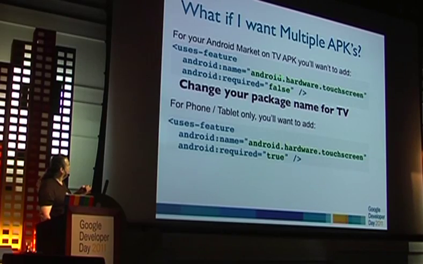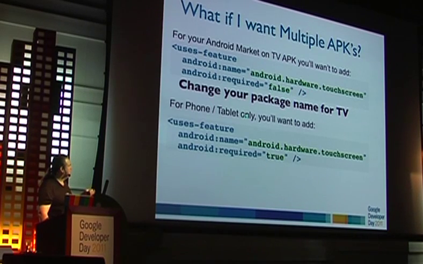If you'd like to make your app multiple APKs, you can do that. Again, for the Google TV one, change your package name for TV, and then for your phone and tablet app, say android required is true. And that will let you have 2 separate ones.